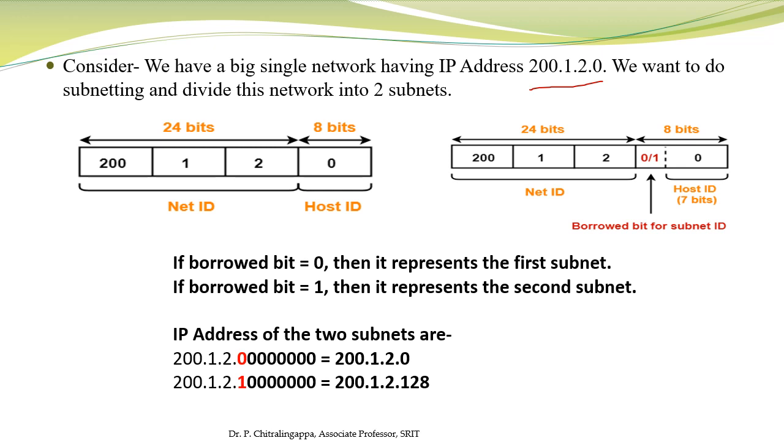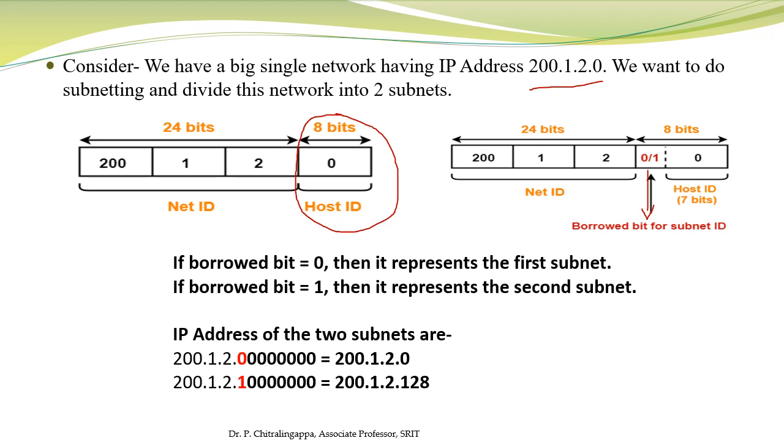200.1.2.0 is given. Now you have to identify how to divide it into two networks. This is the host ID. We can borrow one bit from the host ID, which may be 0 or 1. This is called the subnet ID. Whatever bits we are borrowing, that is called the subnet ID.